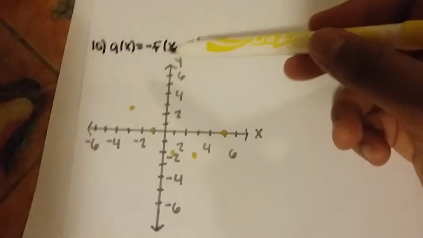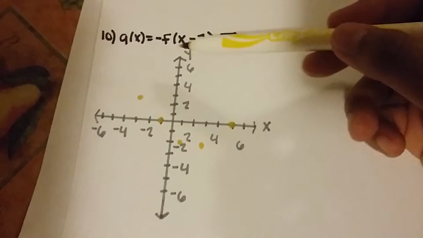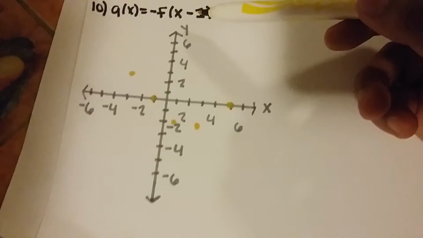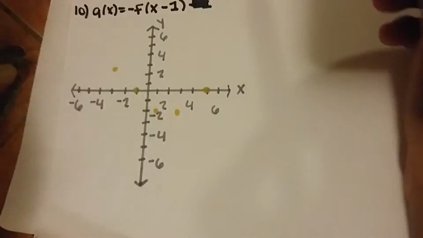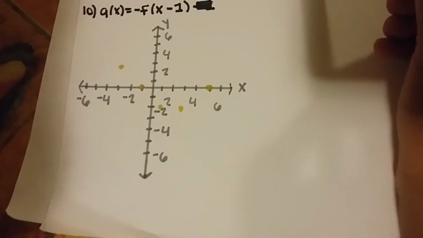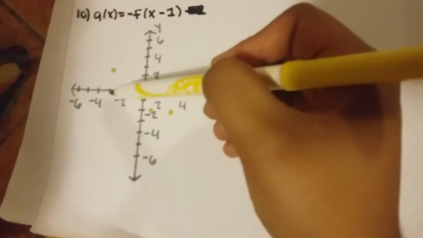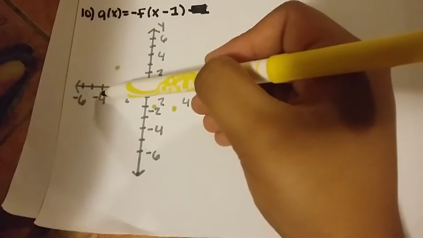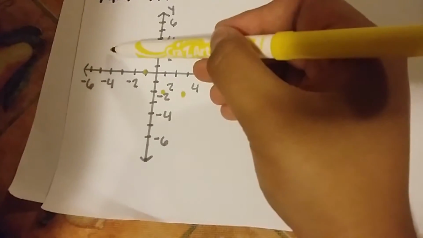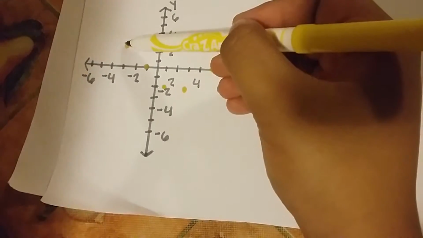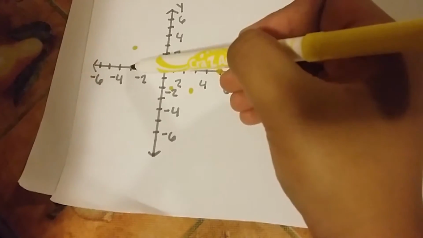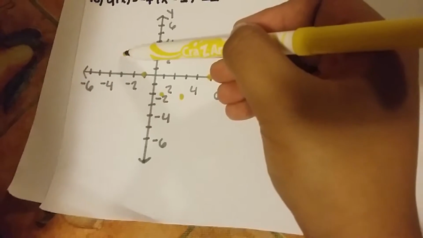Then is g of x is equal to negative f of x minus 1. You will have to reflect the graph across the x-axis. So if your first point is negative 4, negative 2, you will reflect it to be negative 4, positive 2. Then you would move it to the right 1 unit to be negative 3, positive 2.